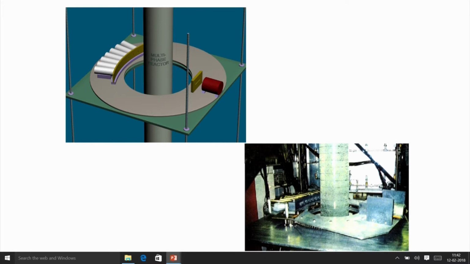So, in densitometry we use one detector and one source, while in tomography this is divided into two parts, one is called parallel beam and the other is cone beam or fan beam. Okay.